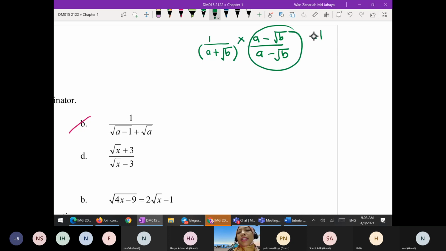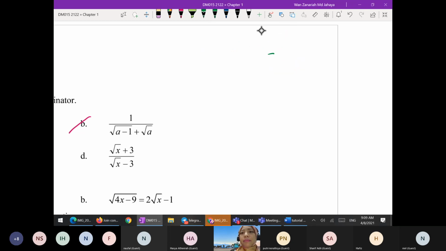Boleh tak kita buat ini darab dengan 1? Boleh. Tapi boleh tak I darab dengan 2? Boleh ke I darab dengan suka-suka hati atas ni tak ada apa-apa? Tak boleh. Because I am changing the question. So that's why we introduce something that top and bottom are the same. Okay. So macam dalam case ini.